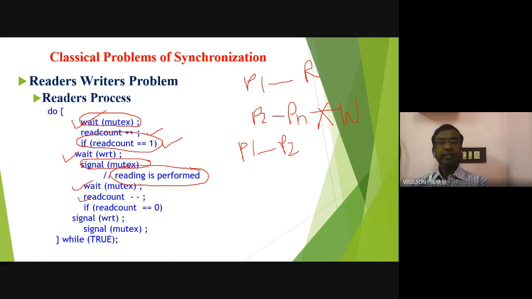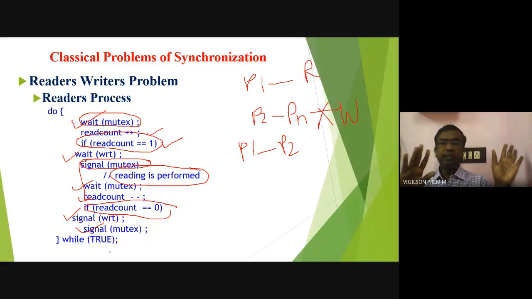For every action, this read count will be decremented one by one. Once the read count is equal to 0, now signal of write. Then finally signal of mutex. To say it very simply, when a process wants to read, before going to it, the OS is giving permission for reading. Before going to read, I am stopping mutual exclusion. Writing is not performed. Don't modify the value. After entering the critical section, I am reading the count of reader requests.